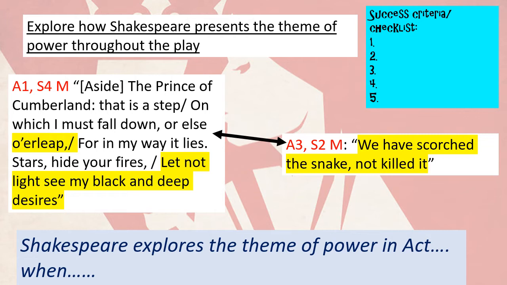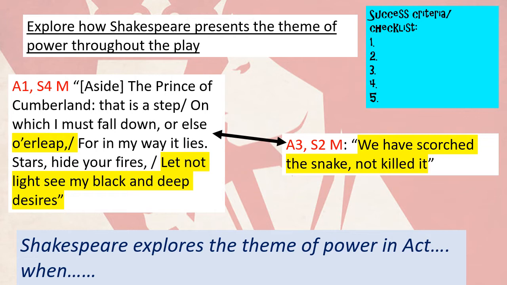The first one is from Act 1, Scene 4, when Macbeth learns that Malcolm has become the Prince of Cumberland. And he says, "The Prince of Cumberland, that is a step on which I must fall down or else overleap. For in my way it lies. Stars, hide your fires, let not light see my black and deep desires." I've highlighted the key language in that quotation. So if you're going to use that quotation, you only need to focus on the highlighted language.